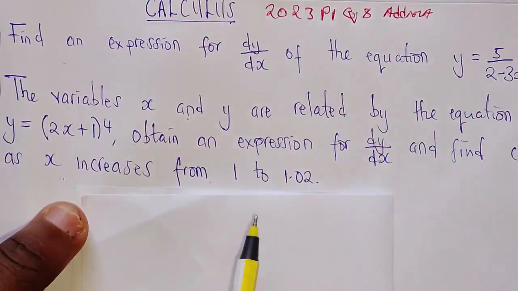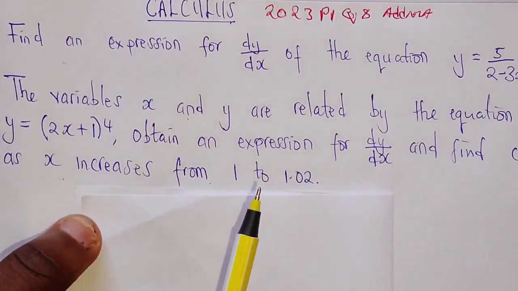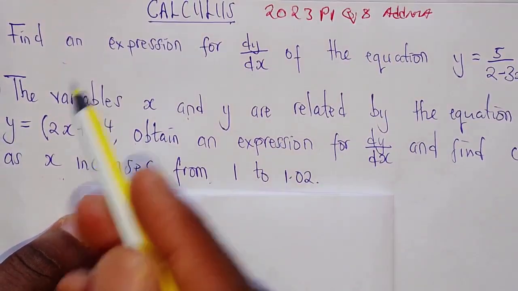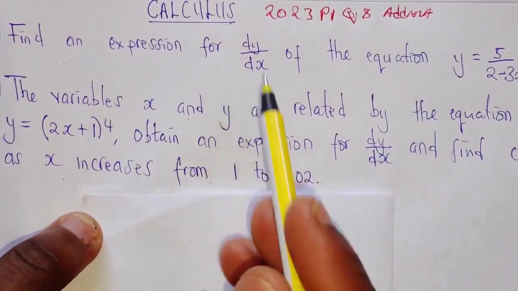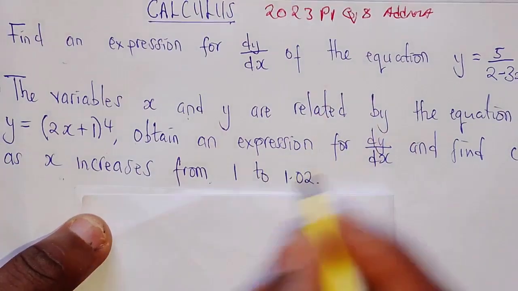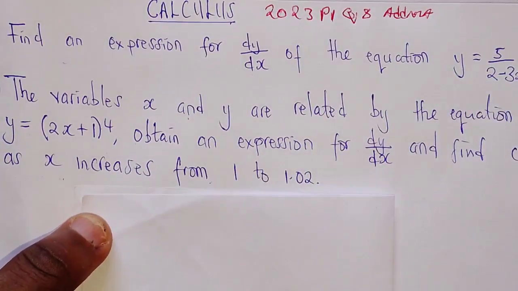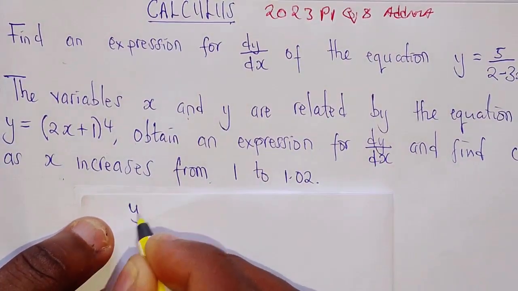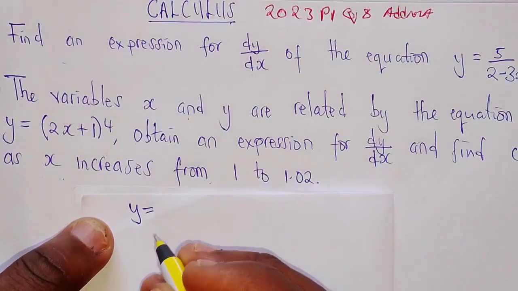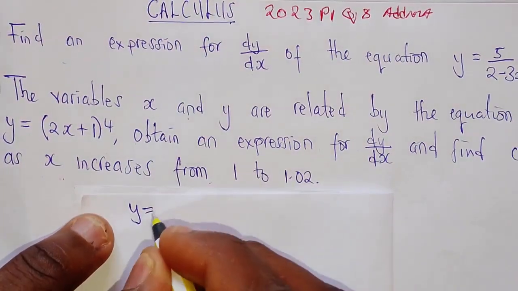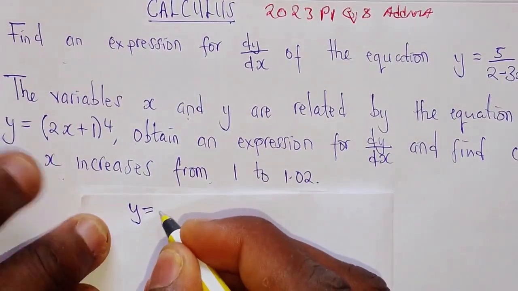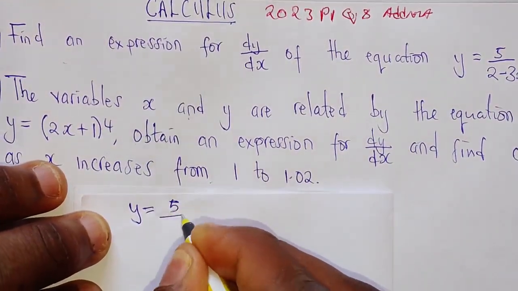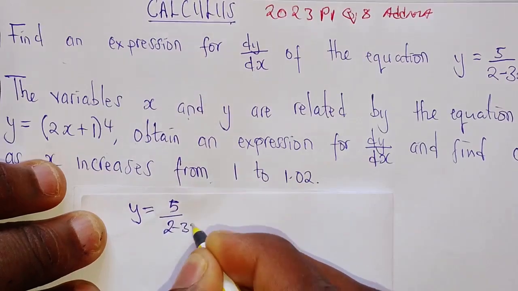2023 paper 1 question 8, additional mathematics, under calculus. Find an expression for dy/dx of the equation y is equal to 5 over 2 minus 3x. So this is the equation that they want us to find the dy/dx. y is equal to 5 over 2 minus 3x.